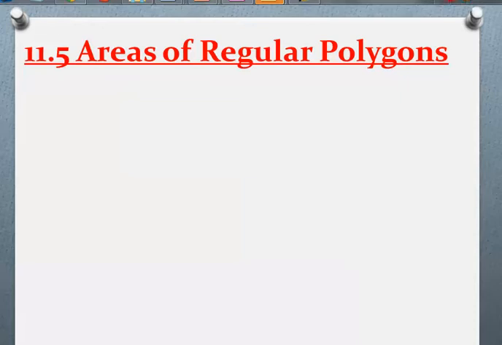11.5 Areas of Regular Polygons. We'll be talking about areas of equilateral triangles and of polygons using an apothem and perimeter.